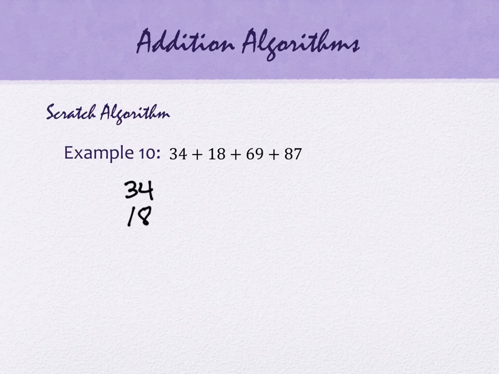And what we're going to do is we're going to add kind of like we would do with a standard algorithm, but we're going to make it so that we never add together anything that's more than a 1-digit and a 1-digit number. So let me show you what I mean. We're going to start at the top, okay? So I have 4 plus 8, and what is 4 plus 8?